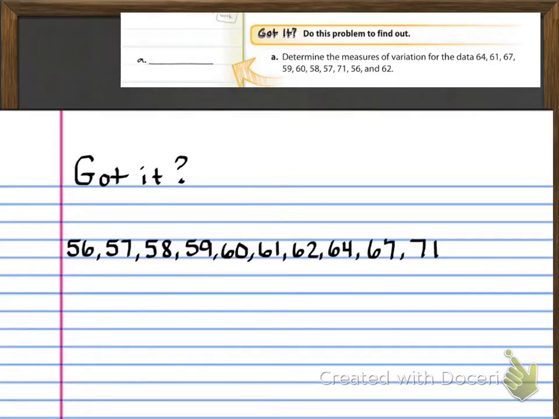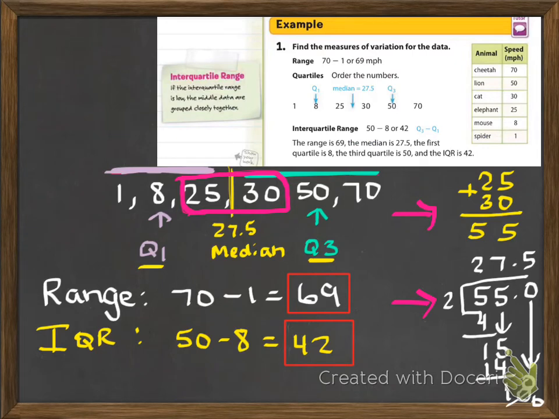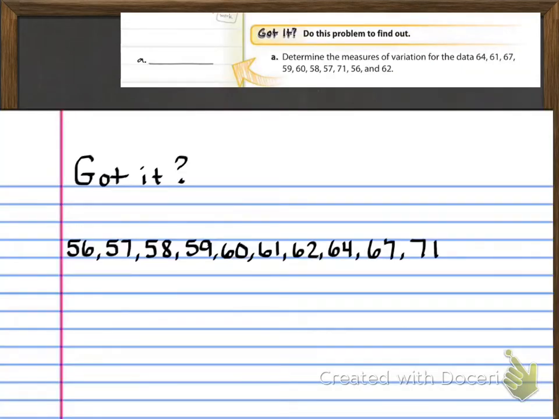So let's go ahead and do that. If you have questions about how to find the median, you want to refer back to the last video, 11.2. That will tell you more detailed instructions on how to find the median. This video assumes that you know how to find the median.